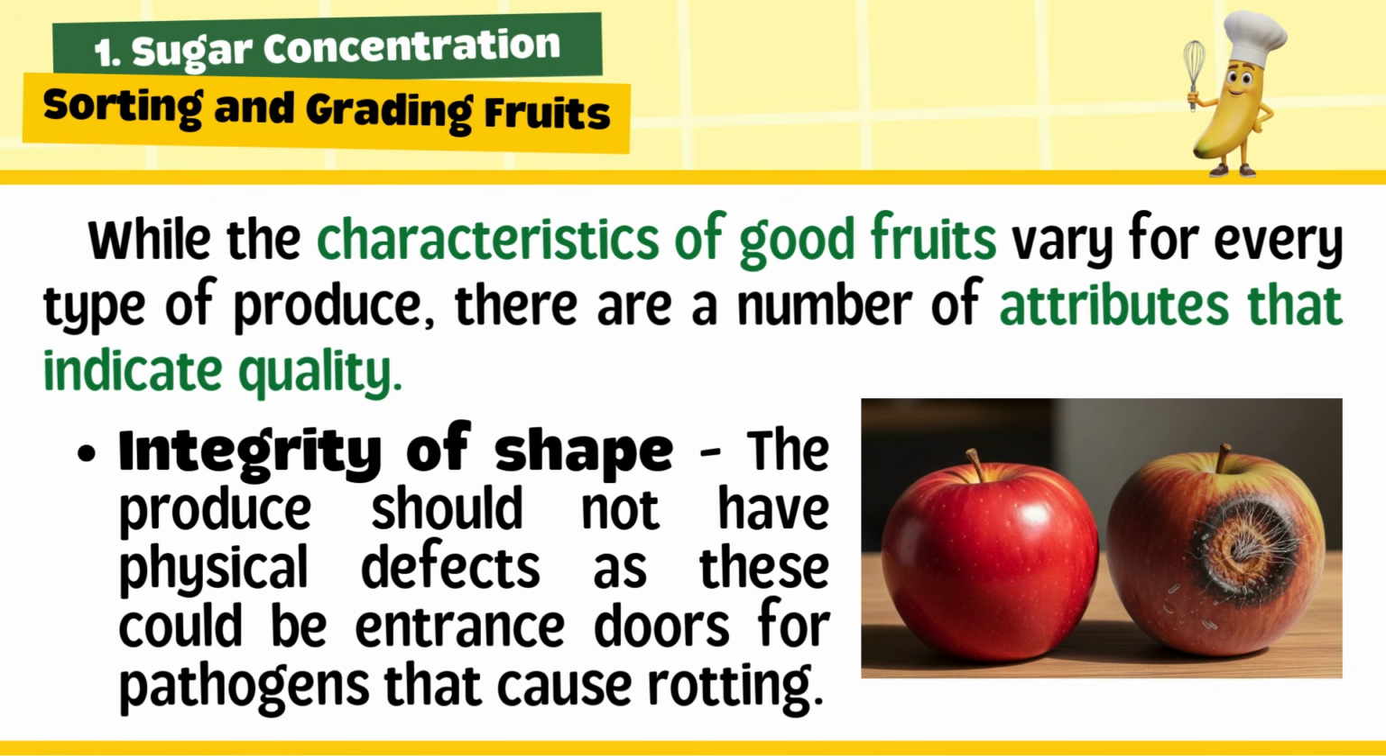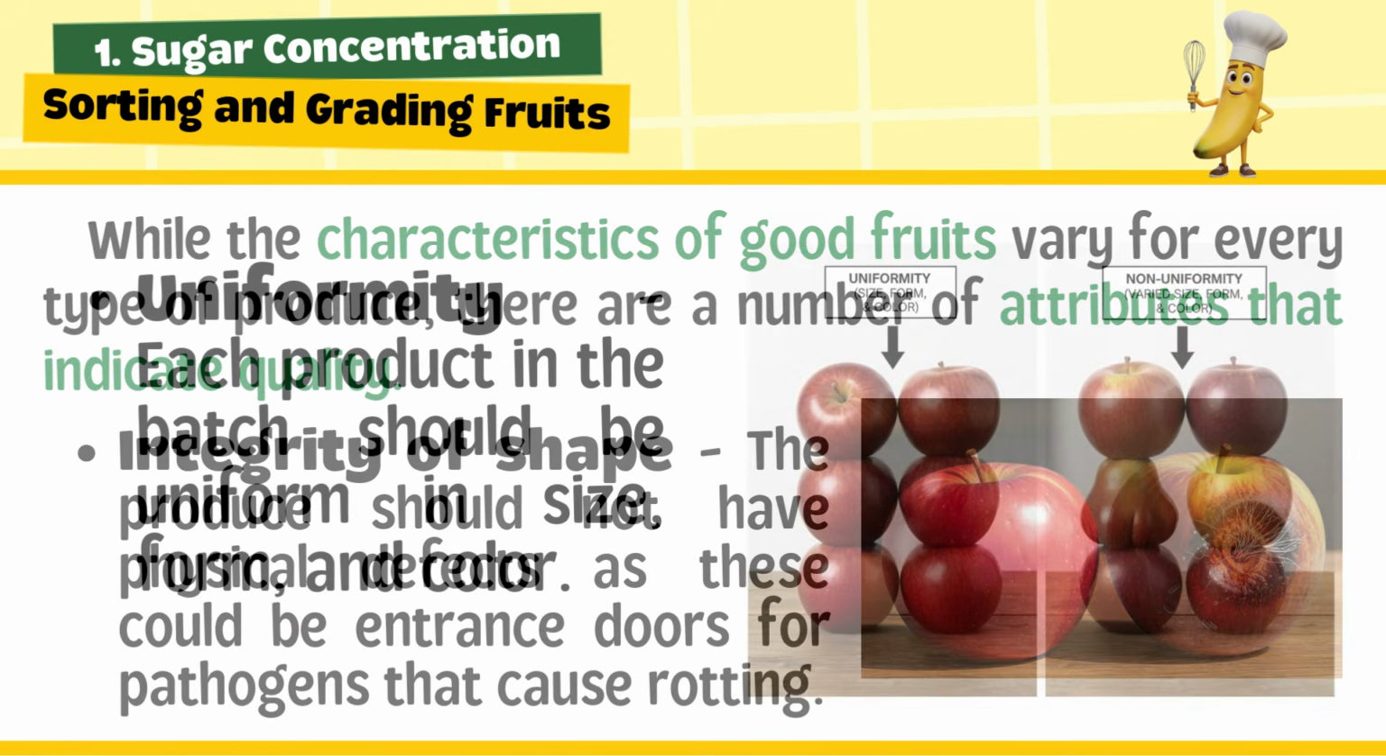While the characteristics of good fruits vary for every type of produce, there are a number of attributes that indicate quality. Integrity of shape. The produce should not have physical defects, as these could be entrance doors for pathogens that cause rotting. No defects. Fruits should not have cuts, bruises, or damage. These can let germs enter and cause rotting.